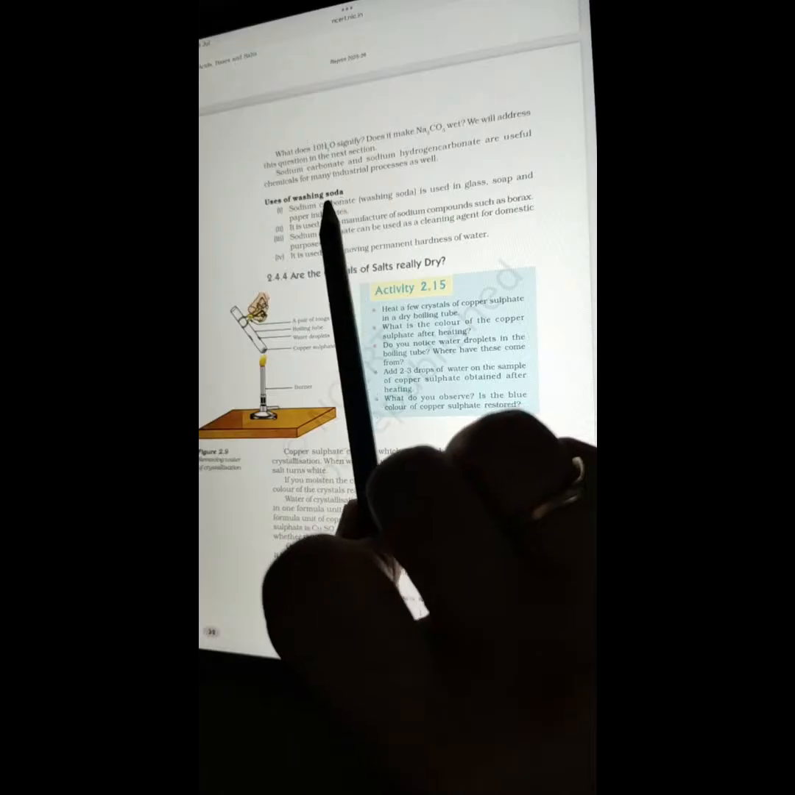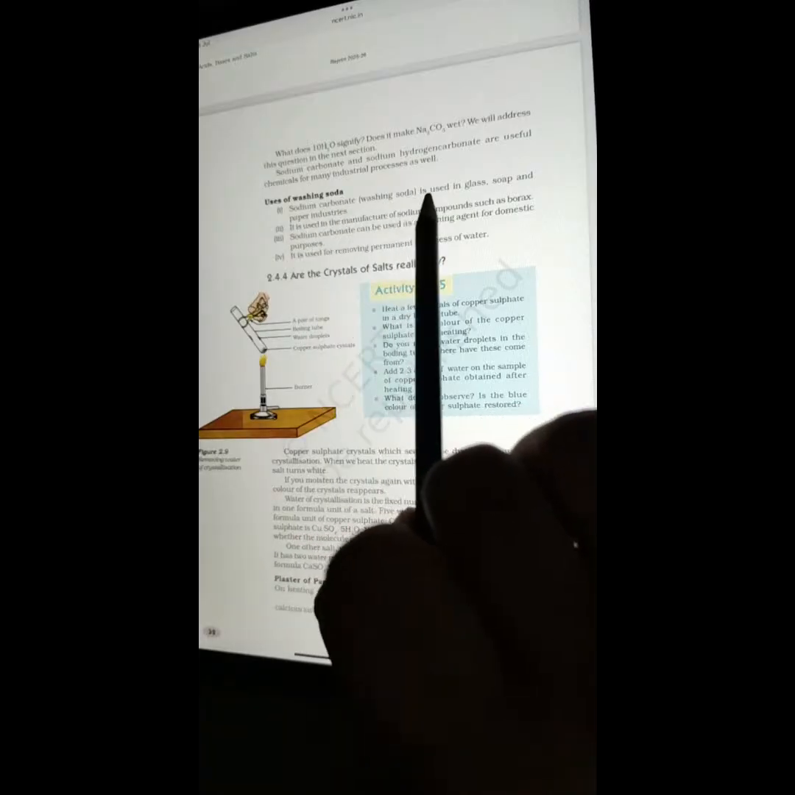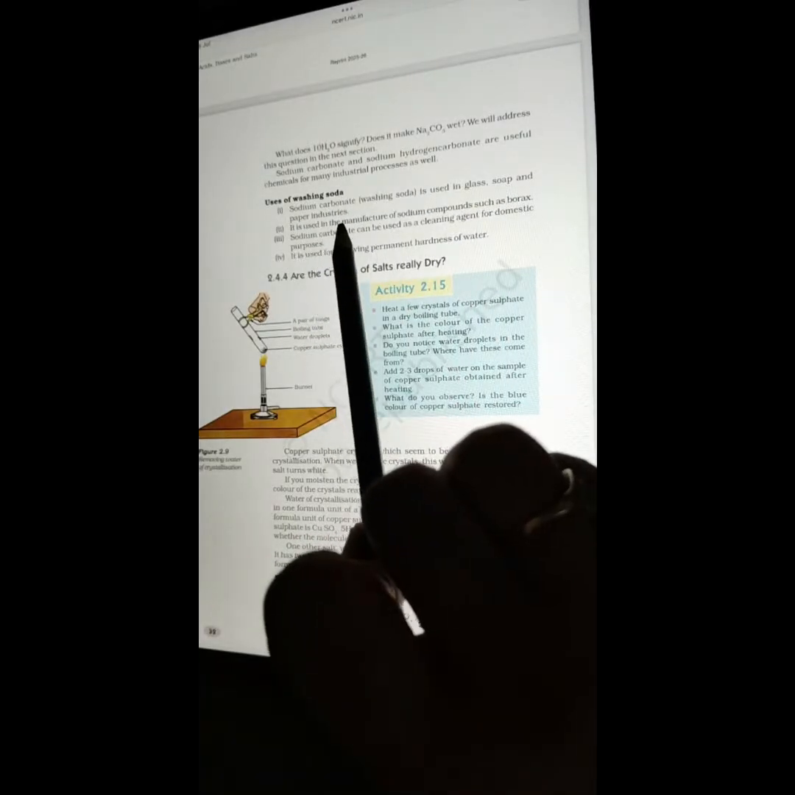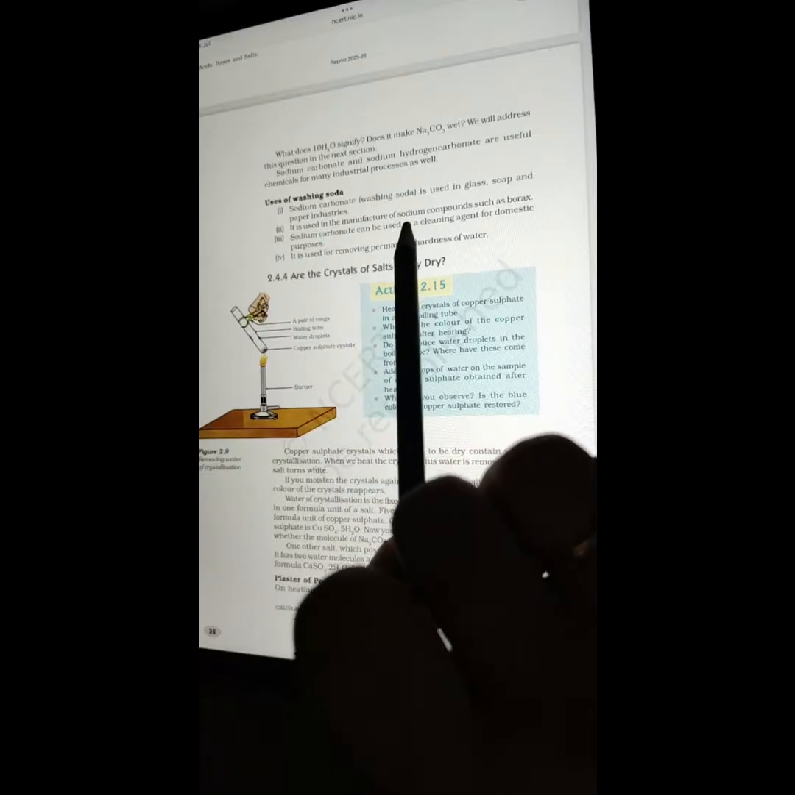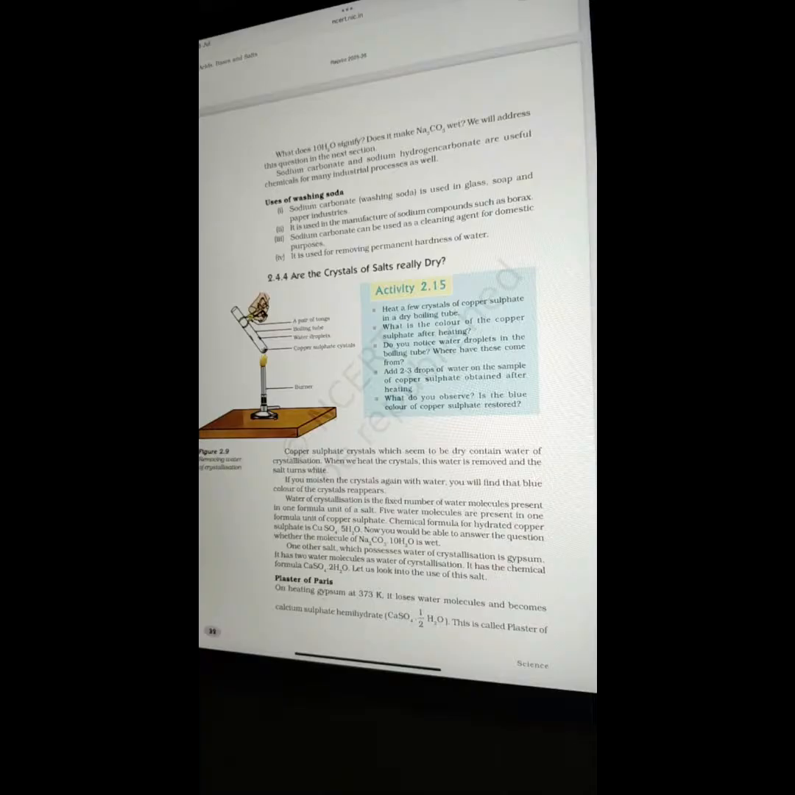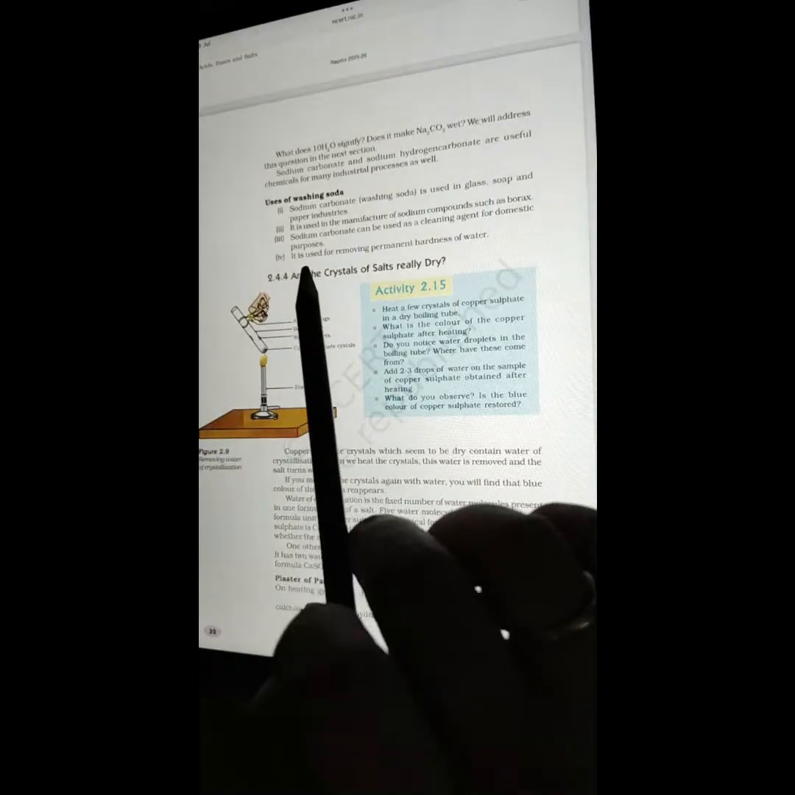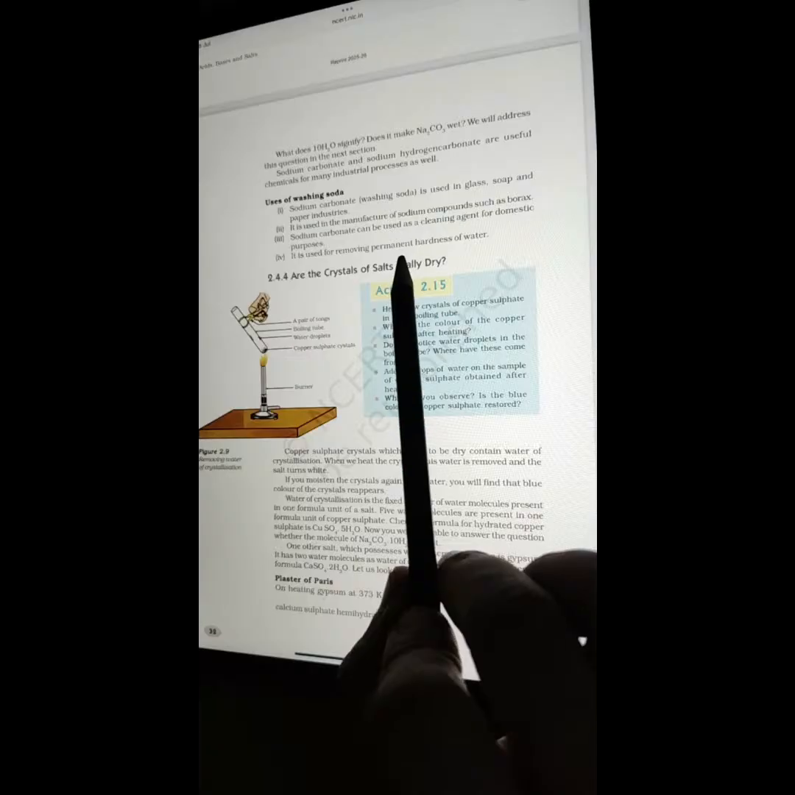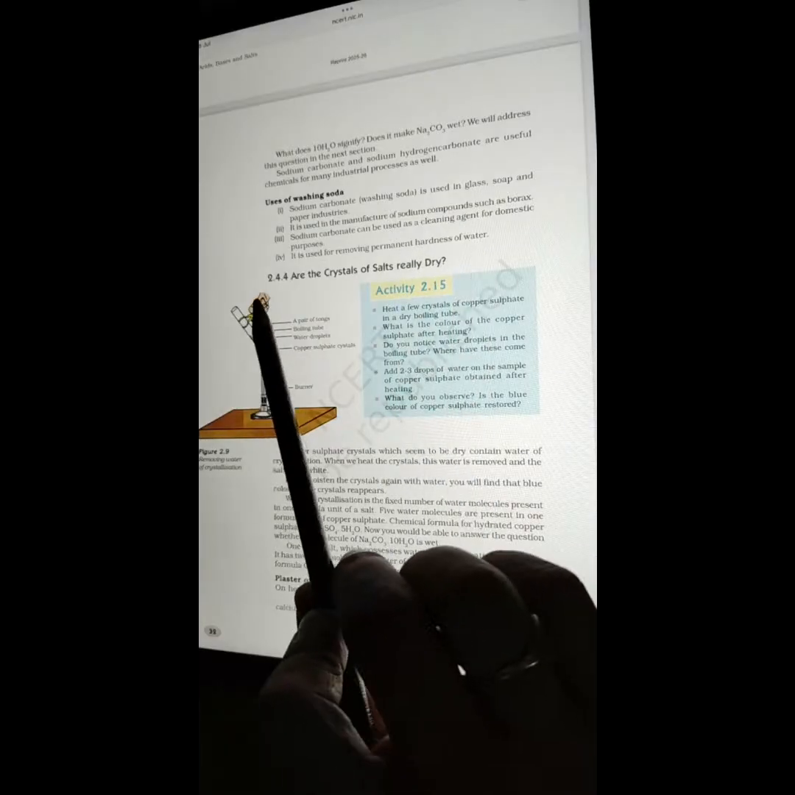Uses of washing soda. Sodium carbonate, or washing soda, is used in the glass, soap, and paper industry. It is used in the manufacture of sodium compounds such as borax. Sodium carbonate can be used as a cleaning agent for domestic purposes. It is used for removing permanent hardness of water.